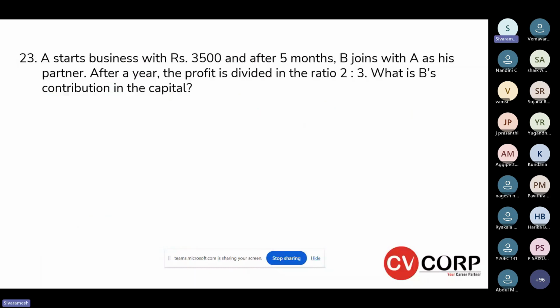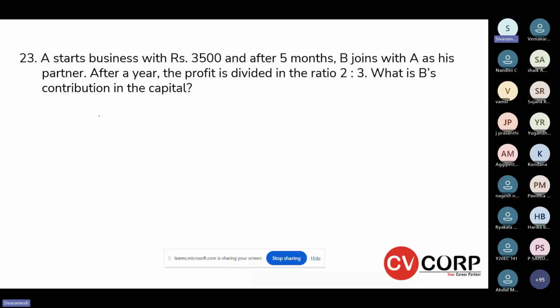Okay, the next question we will be having is from partnership. Even this is the same partnership concept. Obviously, partnership is all about two or more people involved in a business, so we call them partners. So let's say A started the business with A and B.